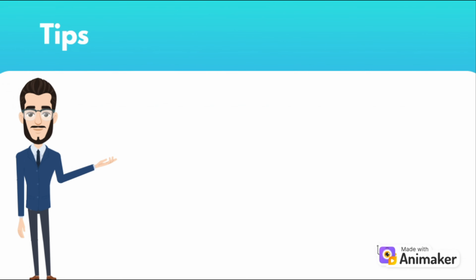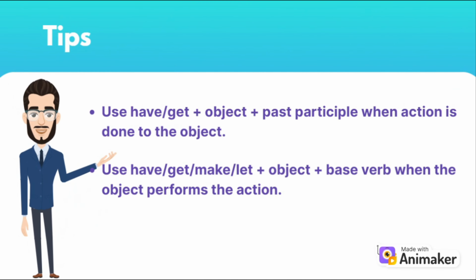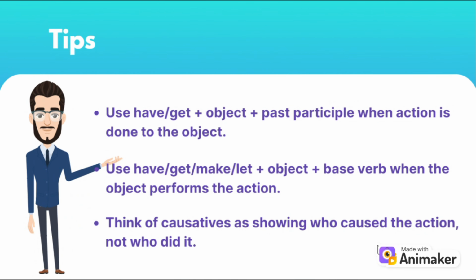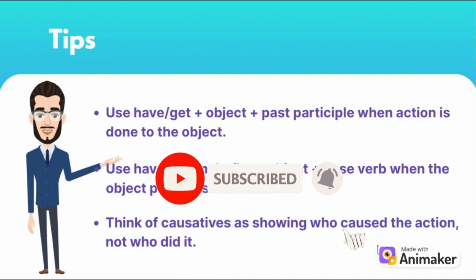Tips. Use have or get plus object plus past participle when the action is done to the object. Use have, get, make, or let plus object plus base verb when the object performs the action. Think of causatives as showing who caused the action, and not who did it.